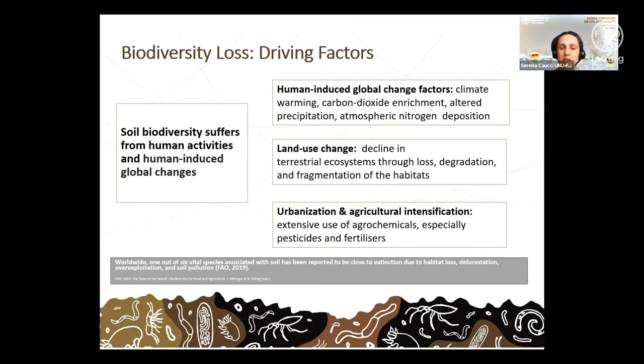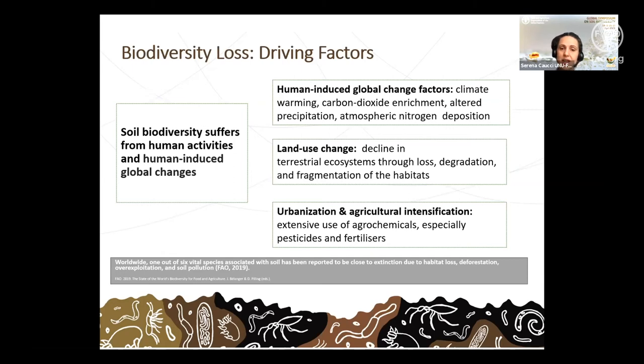Unfortunately, biodiversity loss has been a fact in previous years and way more in the modern days. And soil biodiversity suffers especially from human activities and human-induced global changes. Some of those driving factors are allocated from human-induced change, like global warming, carbon dioxide, altered precipitation, atmospheric nitrogen deposition, but as well on the use that we make of our soil, and this refers especially to land use change, where the decline in terrestrial ecosystems has been defined as one of the biggest challenges of our days.